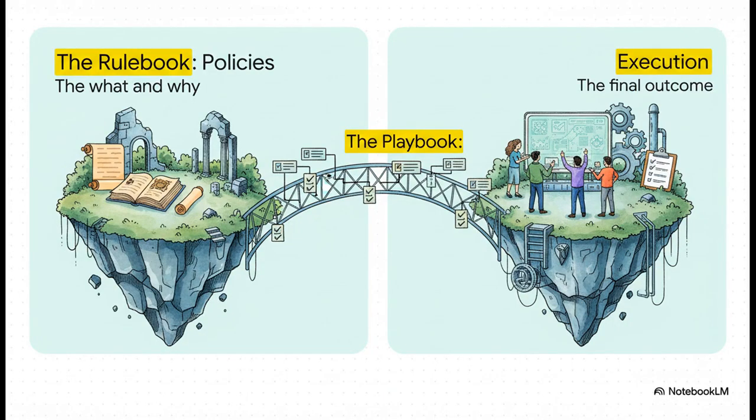I love this slide because it gets right to the heart of it. Think of it like this. Your policy is the rule book. It tells you the what and the why, the basic principles of the game. But a rule book doesn't tell you how to win. For that, you need a playbook, and that's your process. The playbook gives your teams the actual actionable steps, the how and the when, so they know exactly what to do. It's the bridge that gets you from good intentions to great execution.